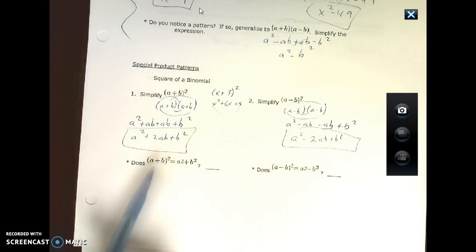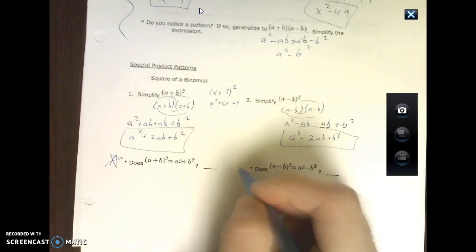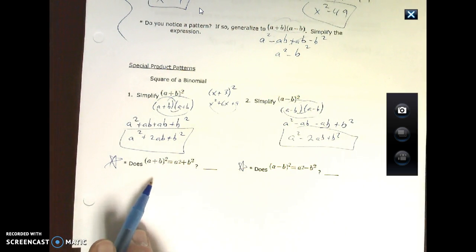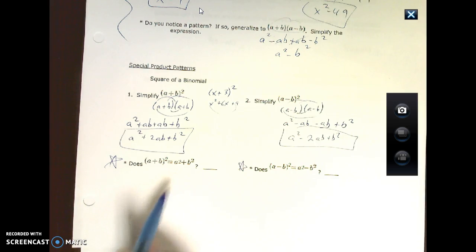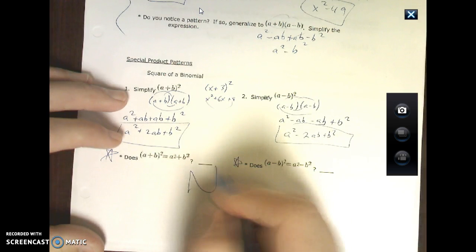Alright? Here's your $1 million question for today. Does the quantity a plus b squared equal a squared plus b squared? No.